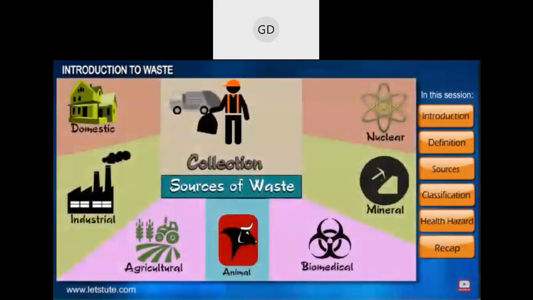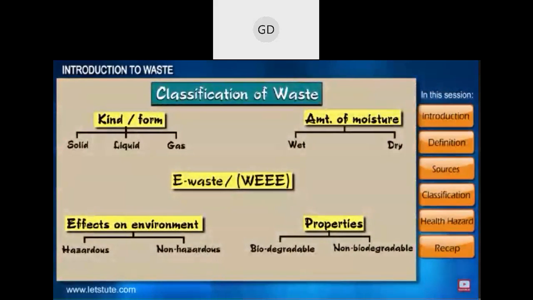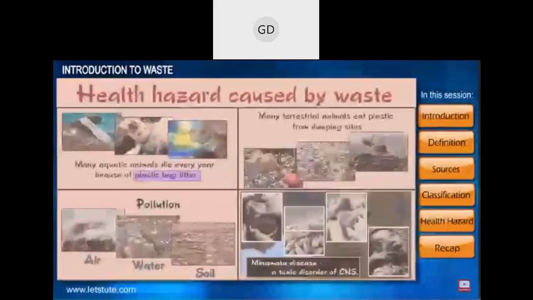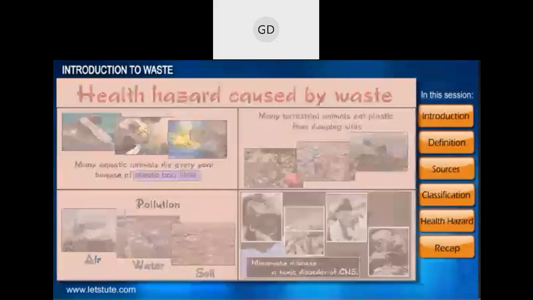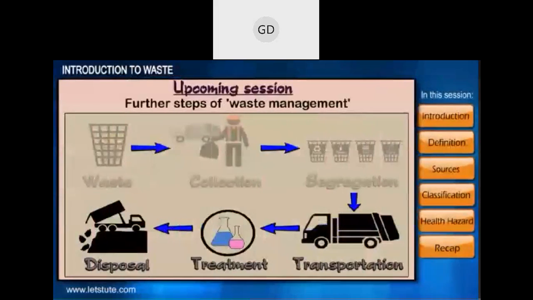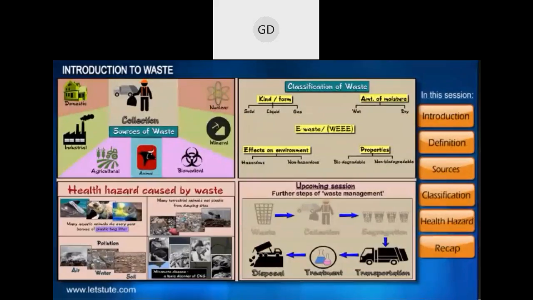So to conclude, we saw the various sources of waste, classified them, and also saw the health hazards associated with improper waste management. So in our upcoming session, we will see the various ways by which we can reduce or treat, or some ways of managing this waste.